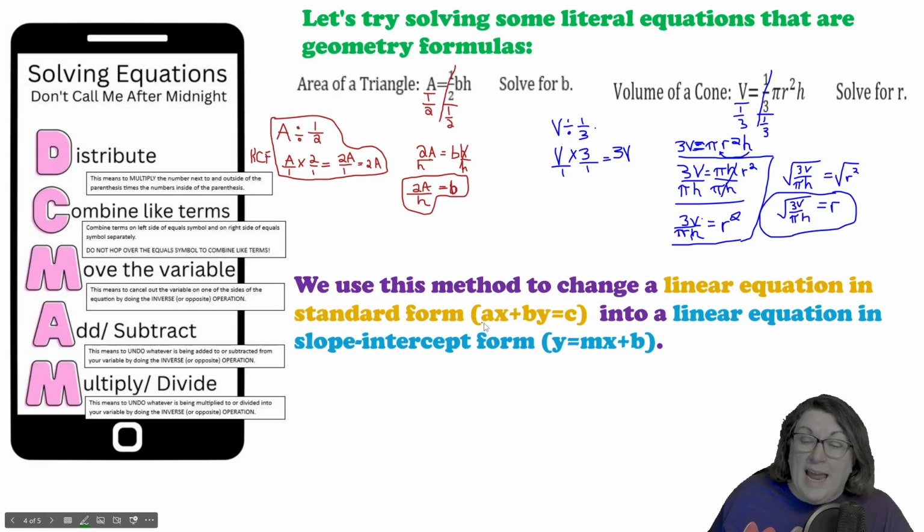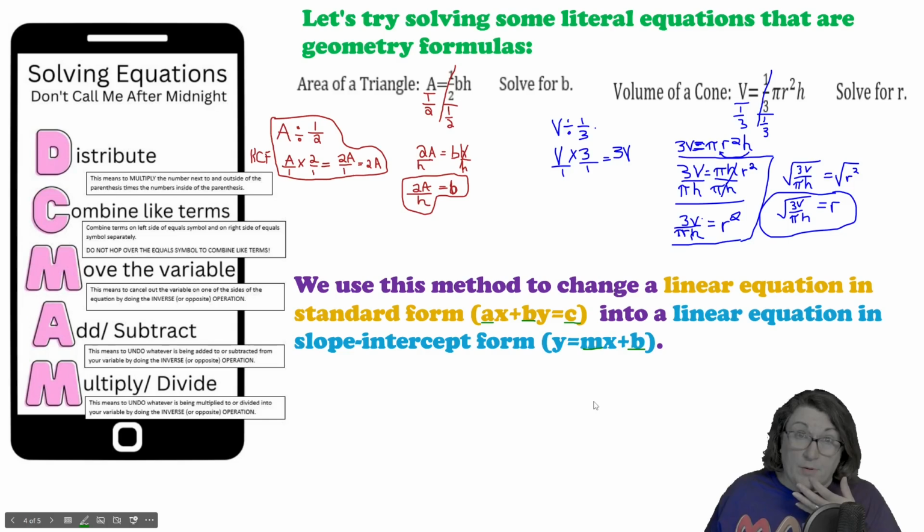But right now, we're just learning how to turn an equation that's in the standard form, meaning ax plus by equals c, where a, b, and c, the ones I just underlined, are numbers, right? And we want to turn that into the slope-intercept form, which is y equals m times x plus b. And m and b are numbers, okay?